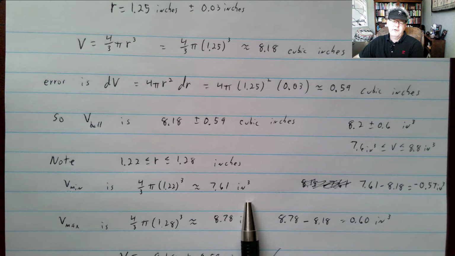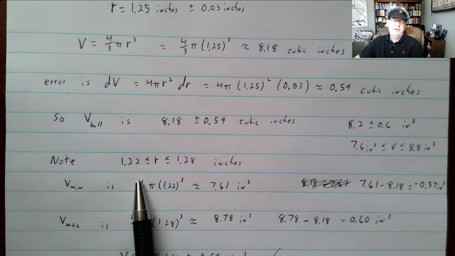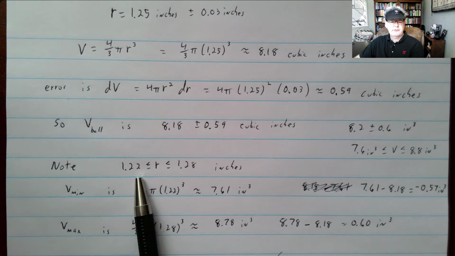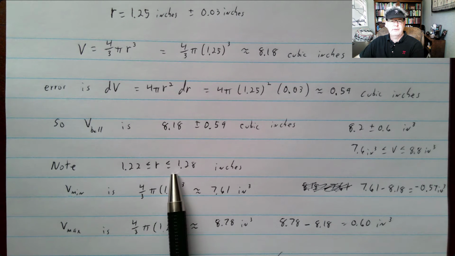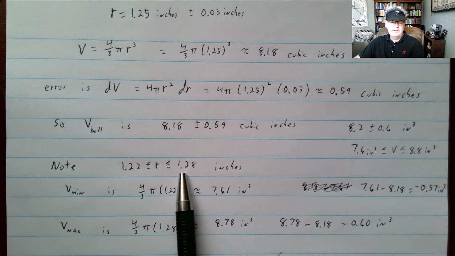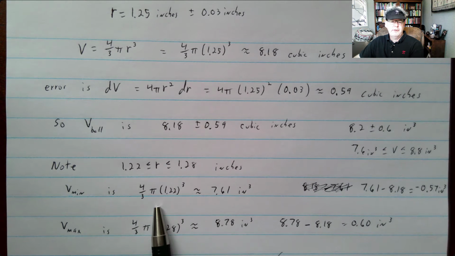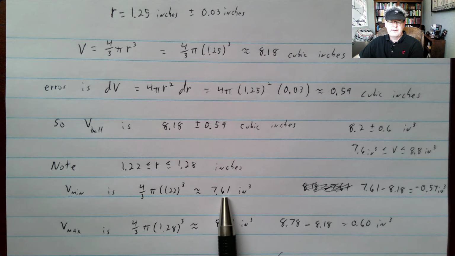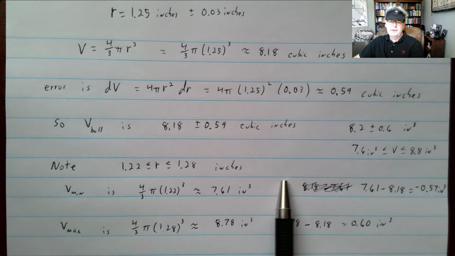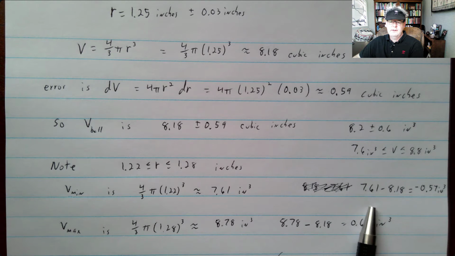But it might make more sense if we look at the relative error, which I will do. First, we can actually do this exactly, although I think differentials is the better way, but just to compare with the exact. The radius is somewhere in this range, right? It's 1.25 plus or minus 0.03. So R is in this interval. So the minimum volume would have been 4/3 pi times 1.22 cubed, or 7.6 cubic inches, which notice is in this interval.